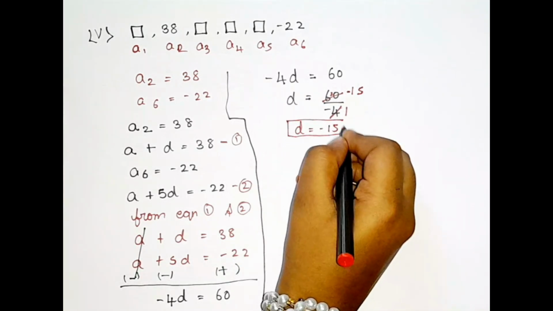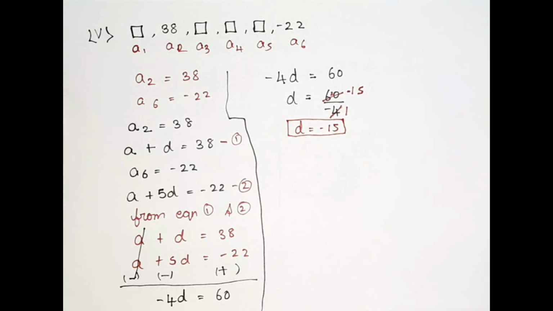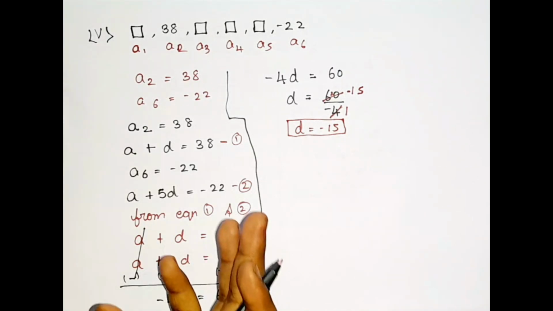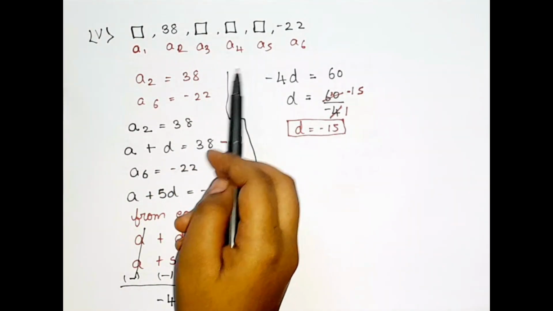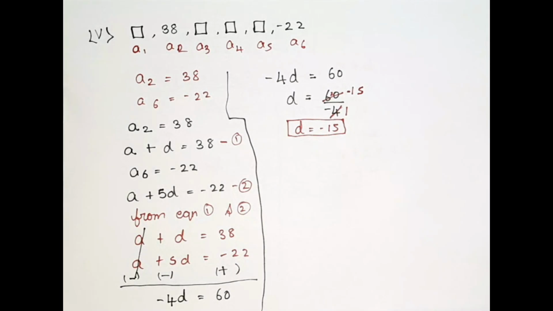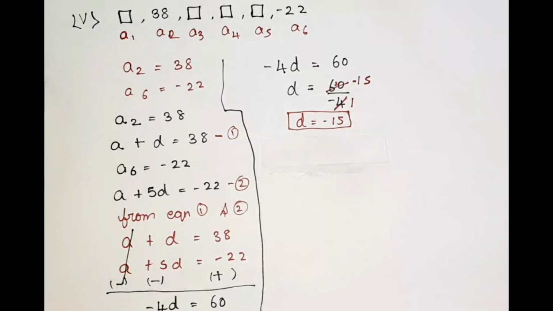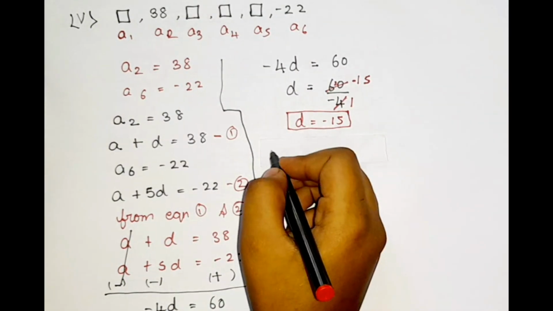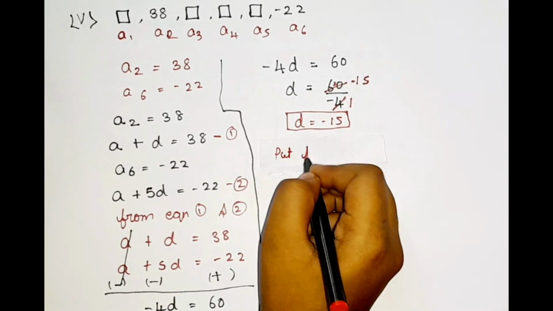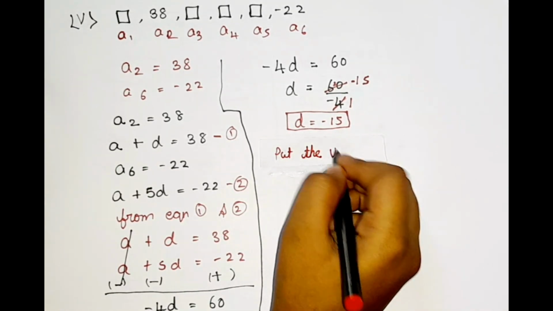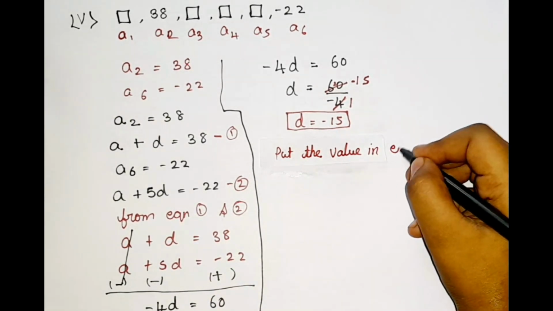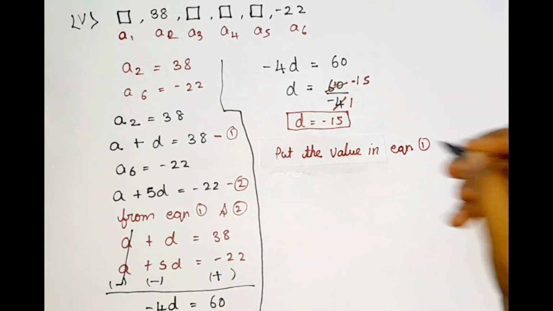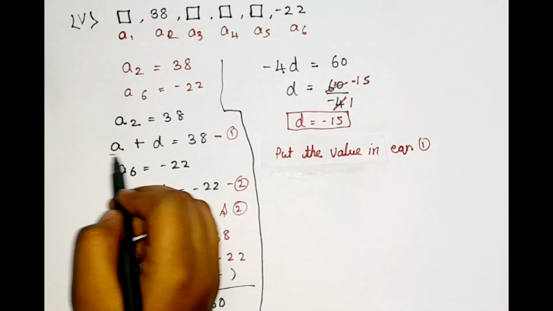Okay, so finally we got the common difference. That means it is literally easy to find the A1 value, A3 value, A4 value, and A5 value. Those all are missing values, isn't it? So it is literally easy to find it. Okay, so guys, what we can do is we can just put the value in equation 1. Okay, so this is the equation number 1, isn't it?